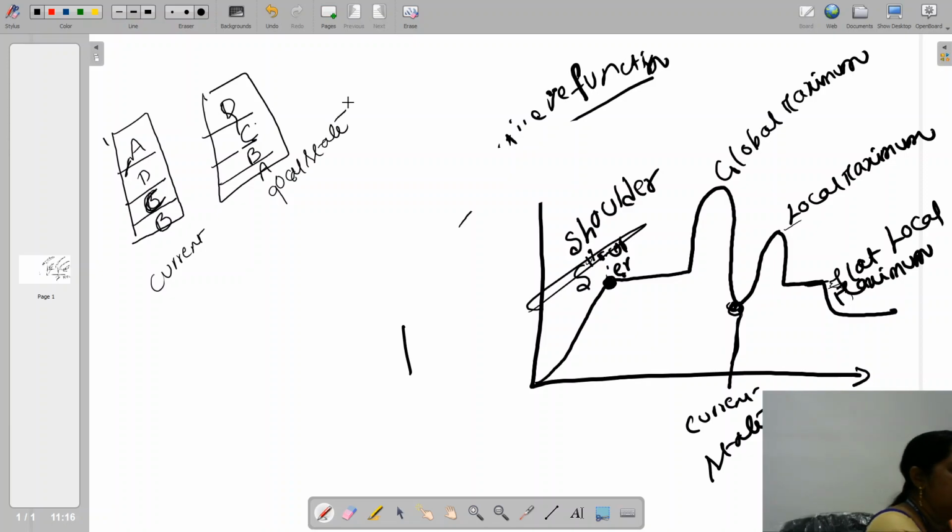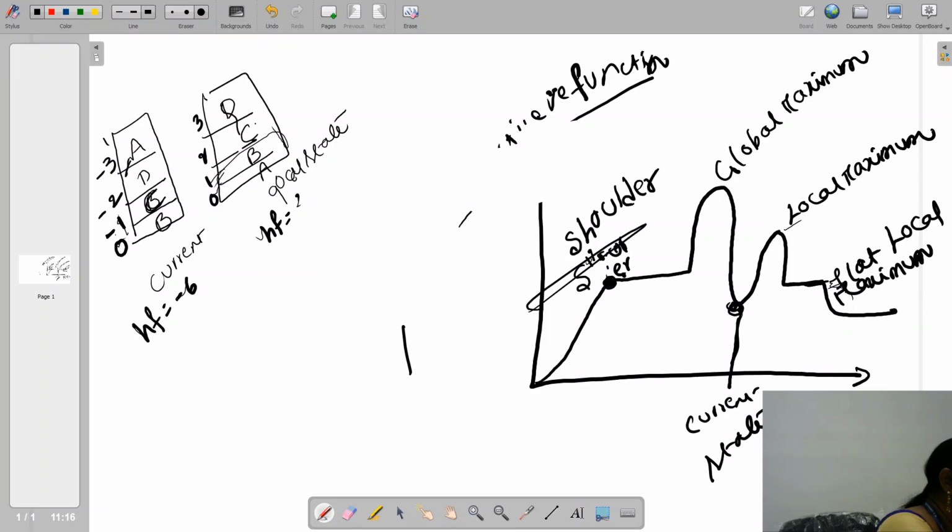So here I need to go from the current state to the goal state with the help of hill climbing. How could you do this with the help of hill climbing? First assign the object heuristic function. The heuristic function for B is 0, and for this one is -1, this one is -2, this one is -3. So the total heuristic function value for this is -3, -2, -1, that is -6. And here the heuristic value is 0, 1, 2, 3, so the heuristic function for this is 6. So I need to move from -6 to +6.